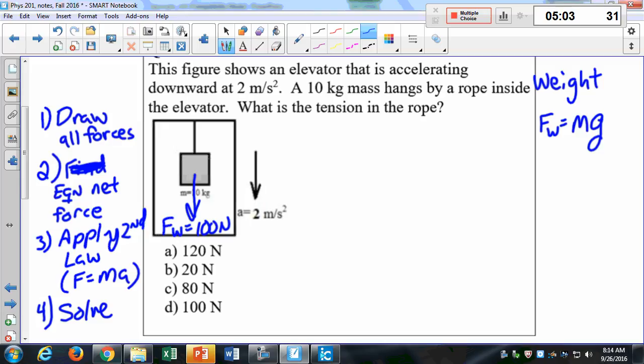And you're correct. I want you to think about, is that tension going to increase or decrease? If it was not accelerating, the tension would be 100 newtons. If I was just sitting here holding this 100 newton block, I'd have 100 newtons down and a tension of 100 newtons up. So think about, would the tension increase or decrease since this elevator is accelerating downward? Because if it's going to increase, the tension would be 120. That's the only one that's more than 100. If it's going to decrease, it'll either be 20 or 80.